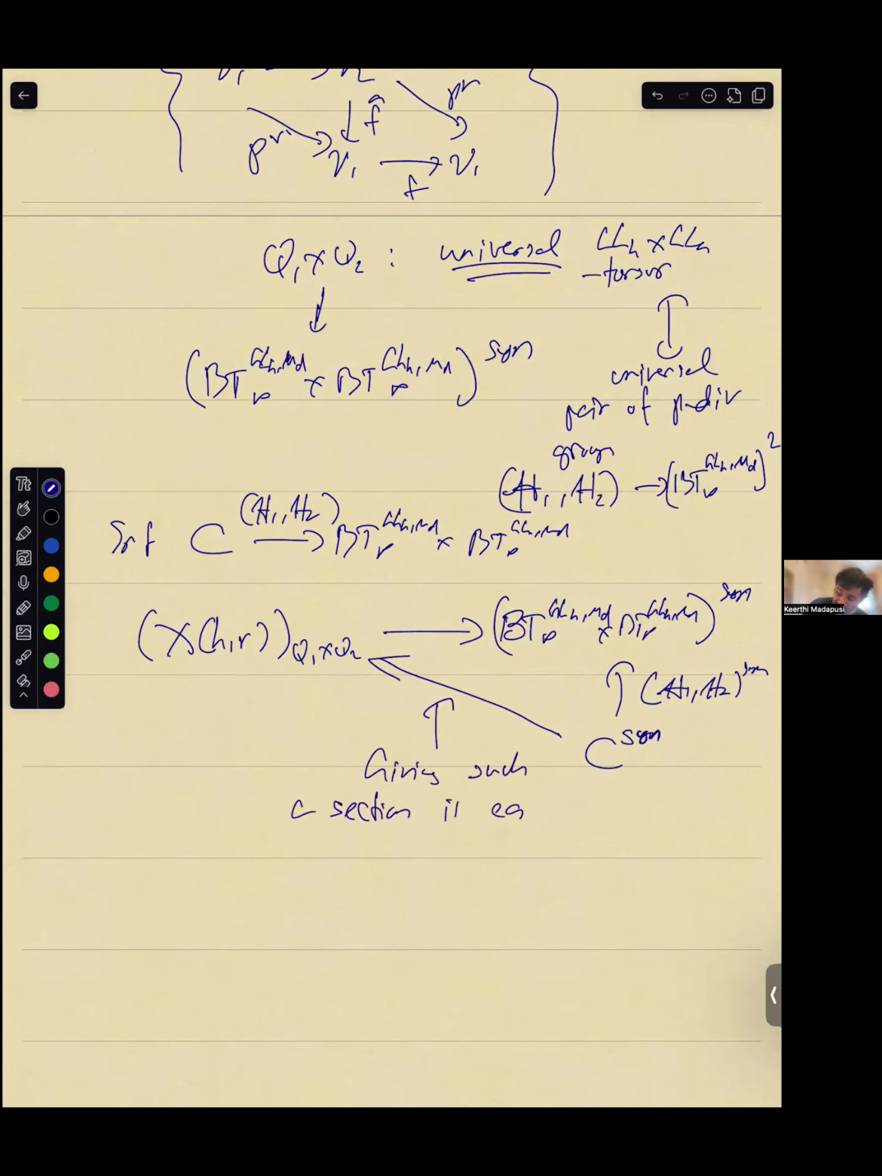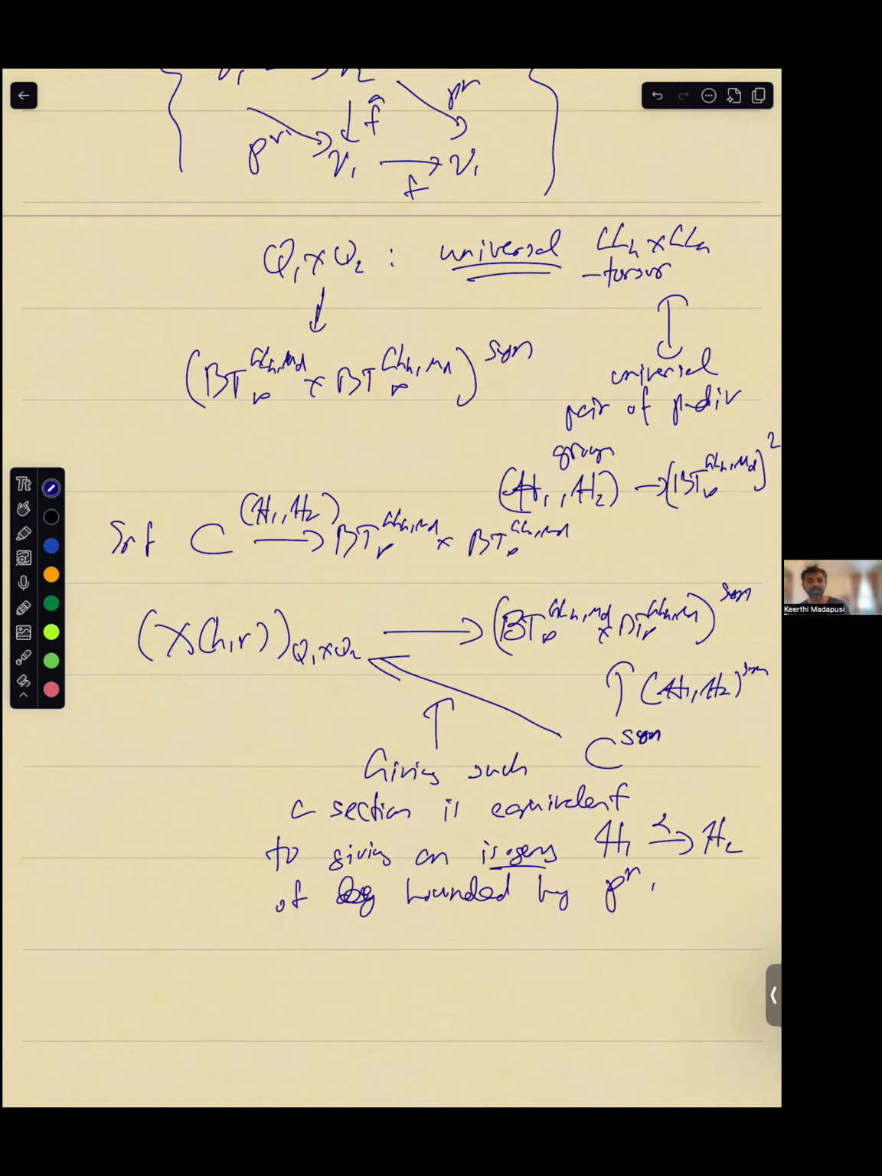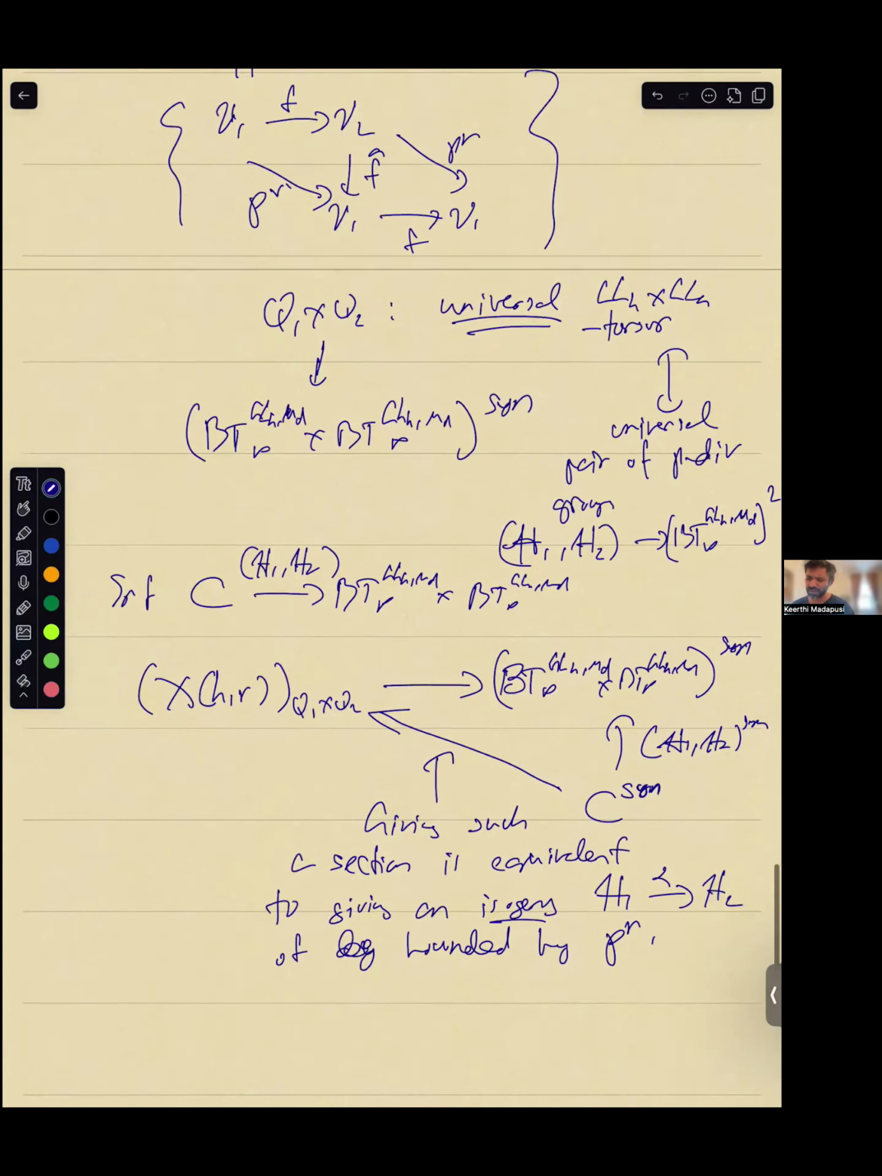is equivalent to giving an isogeny from H1 to H2 of degree bounded by p to the r. Again, all of this is just quite formal once you have the equivalence.